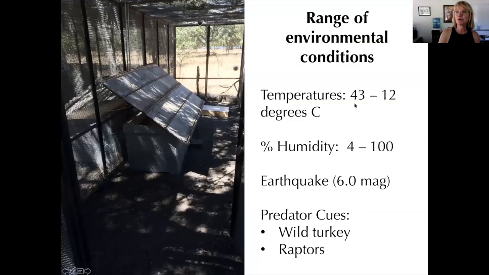There's a range of environmental conditions. The temperatures range from 43 degrees to 12 degrees Celsius. So they're out there in the summer, they're out there in the winter. We even had an earthquake out there. Well, it wasn't just at the field pens, it was in all of Davis. As I said, they have access to predator cues, wild turkeys, raptors. And this is, I'm pointing to my screen. This is just an empty cage, but like I said, we fill it with different trees and things to crawl on, and it's kind of exciting.